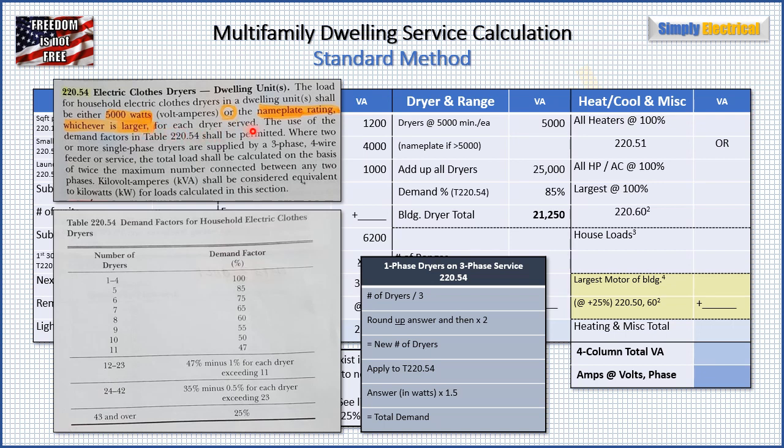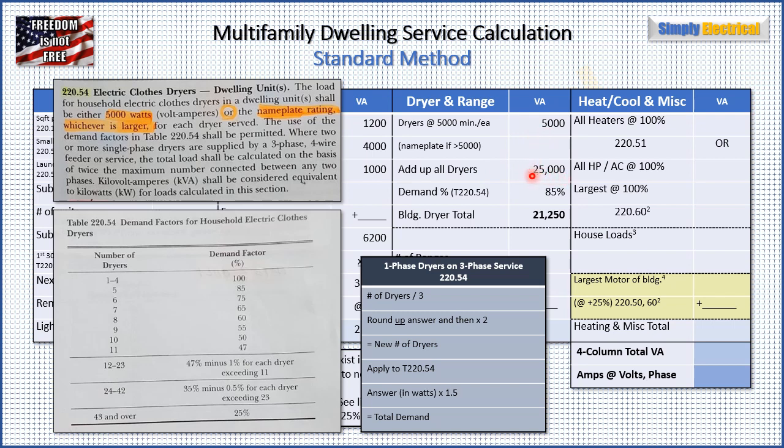Okay, that seems pretty straightforward. So we take a minimum of 5,000. No matter what, we're going to have 5,000 here minimum. However, if the nameplate is above 5,000, we've got to put the nameplate value. In our case, ours are all under 5,000, so we're going to use a minimum of 5,000. So that is per unit. Once we have that, we are going to multiply by the number of units we have. So we know we have 5 units times 5,000 is 25,000 VA.